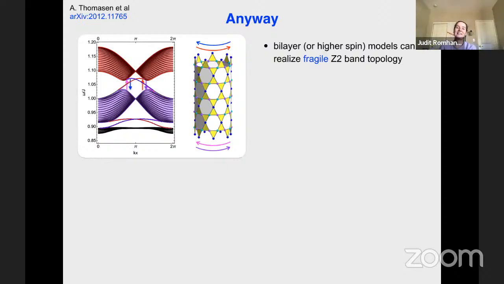So anyway, I would like to sum up all of this. I was trying to convince you that one can have interesting non-trivial band topology for magnetic excitations that are usually considered as conventional spin waves and things like that. But due to a larger local Hilbert space, we can have spin degrees of freedom, for example for triplets or for larger spins. And they maybe have a chance to realize a fragile Z2 band topology, similar to the Kane and Mele model.